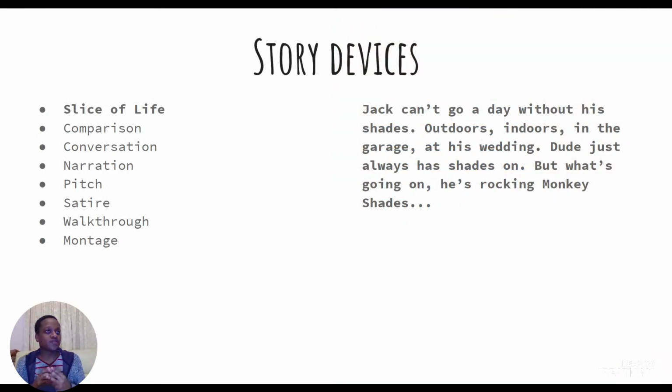So first is slice of life, which is where we take a day out of the life of someone. This is Jack. He's going home. This is Jack, and he can't go a day without his shades. Outdoors, indoors, in the garage, at his wedding. Dude just always has his shades on. But what's going on? He's rocking monkey shades. Now the monkey shades are established, and we're going to start selling the shades.